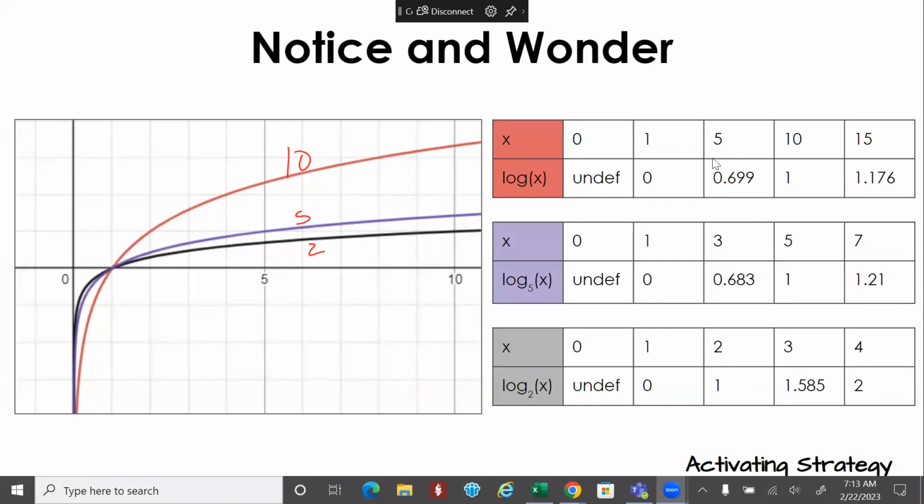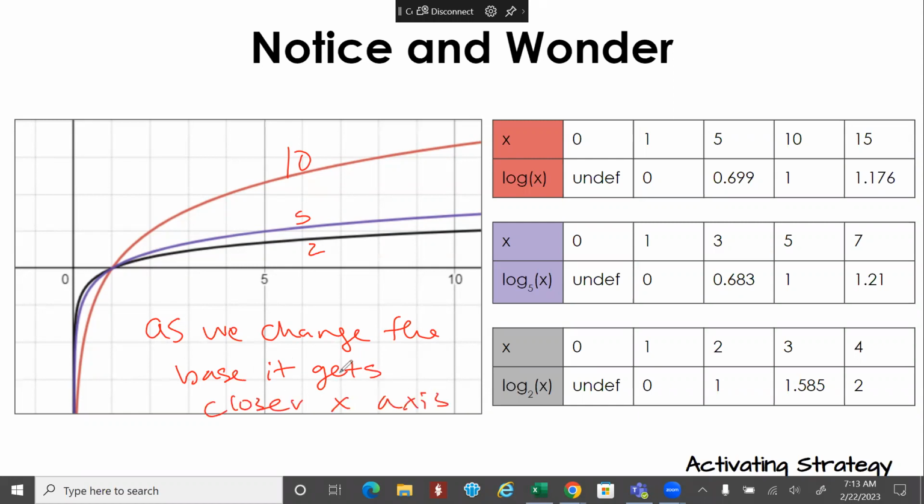Okay. So as we decrease the base, the graph gets closer to the x-axis. So as it goes down, it's getting closer and closer.